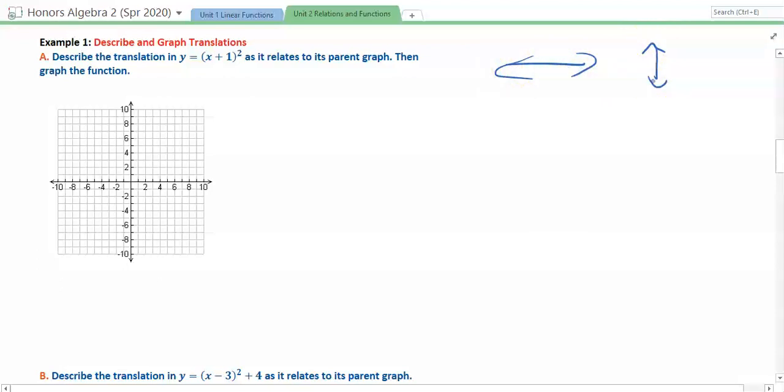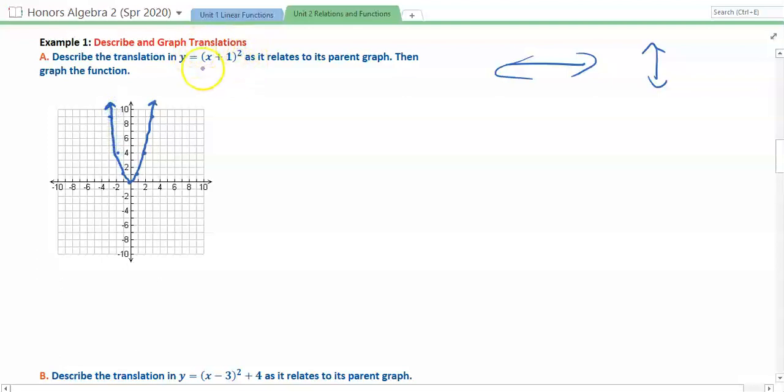And so this one says to describe the translation in y equals (x plus 1) squared as it relates to the parent graph, and then graph the function. When we talk about graphing, again, we're going to graph the parent first. So we're talking about a quadratic here that would start at (0, 0), goes through (1, 1), (2, 4), and if you're really ambitious, would go through (3, 9), and we reflect those points to the other side. Again, this is all Algebra 1 here, talking about parabolas. And so we get this blue shape here.